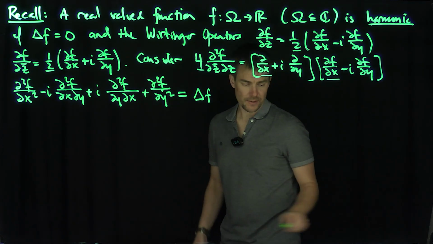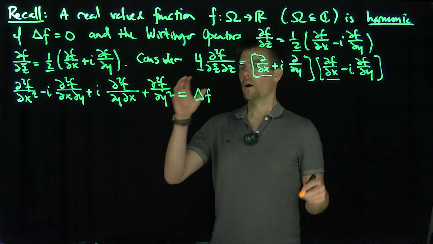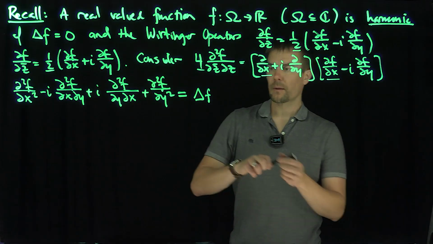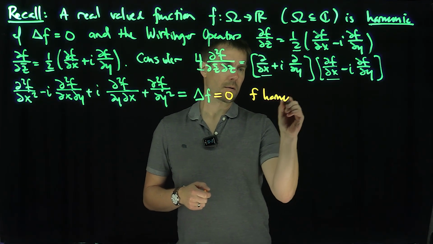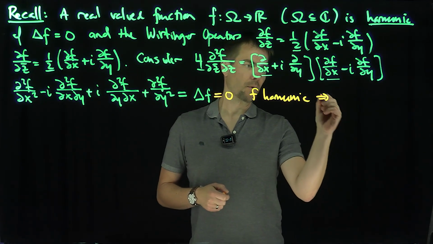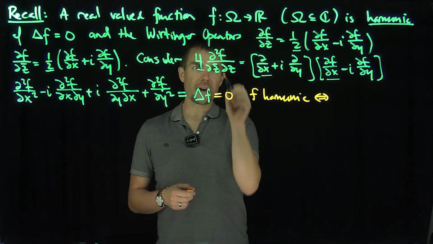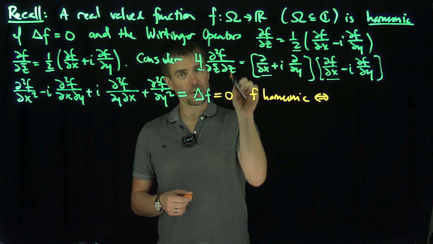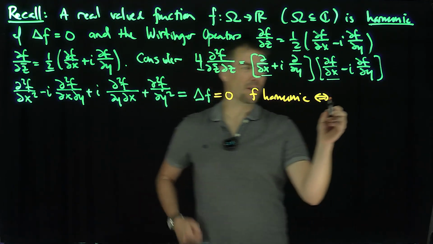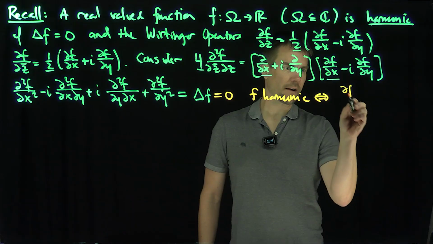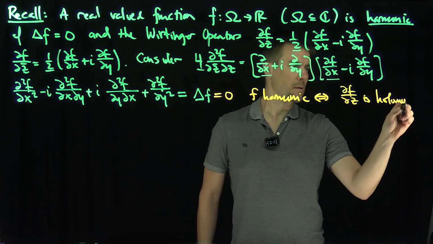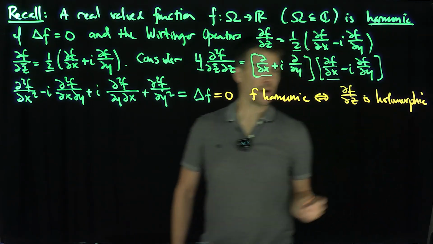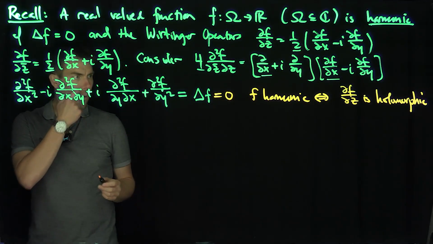This tells me something very nice. It tells me the following: f is harmonic if and only if the z bar derivative of partial f partial z is equal to 0, if and only if partial f partial z is holomorphic. Great. Cool. Now, what can we say?